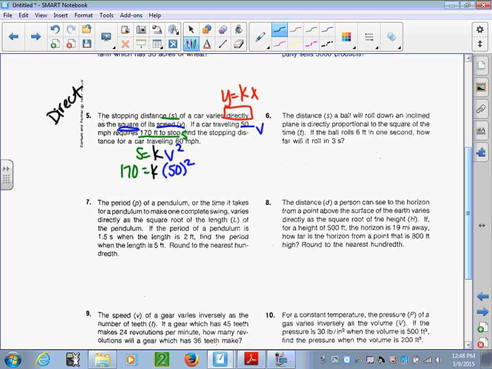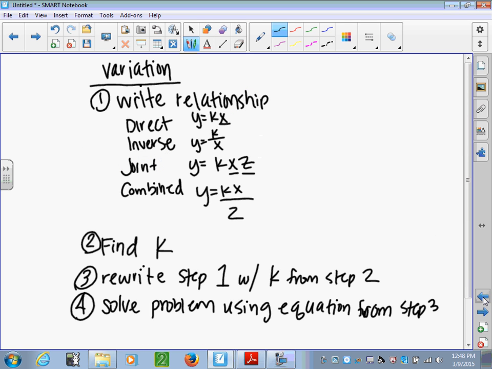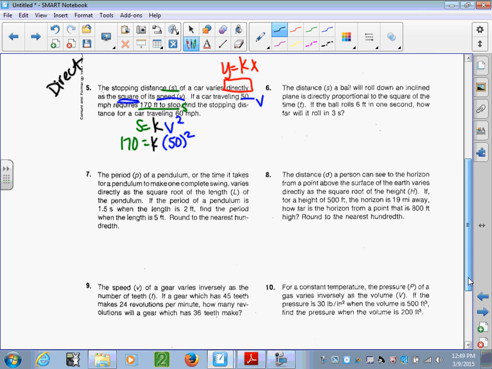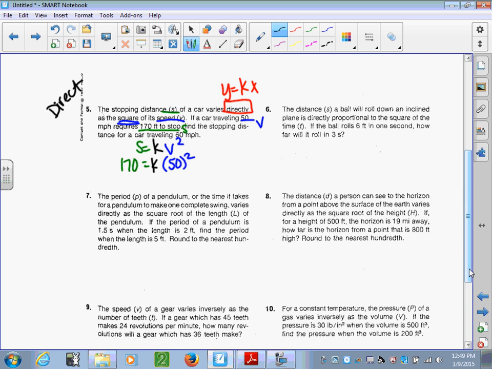Alright, so now I'm going to solve for K. Okay, so if we go back to our steps, I identified the relationship was direct in step 1. And now I'm going to find K with the information that was given to me. Alright, so finding K. 50 squared.